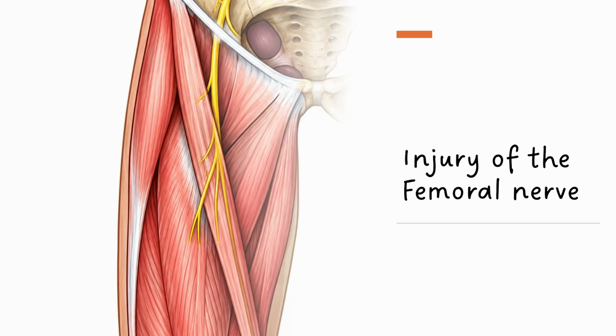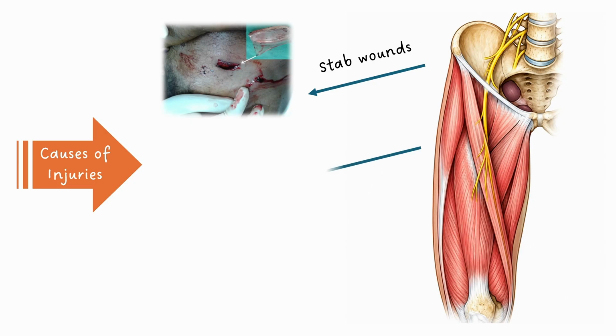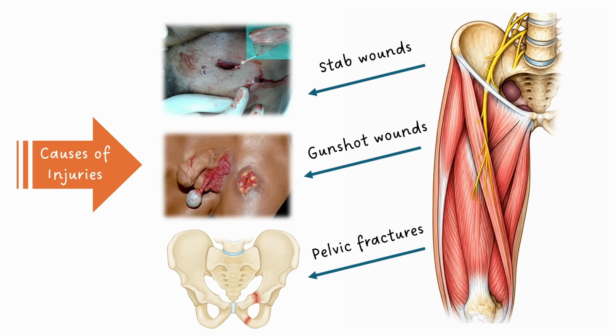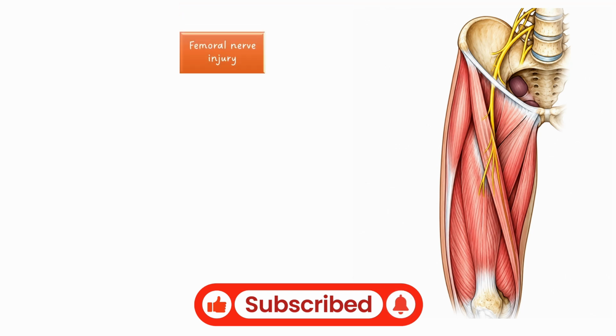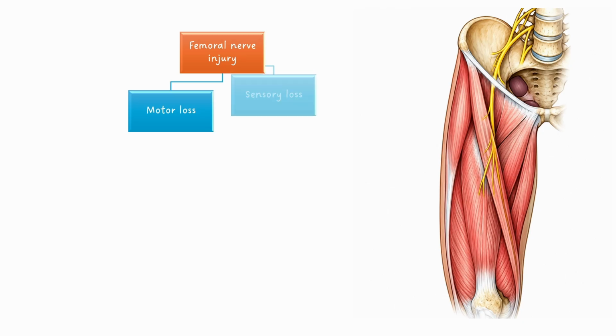Let's look at the injuries of the femoral nerve. Injury to the femoral nerve is rare, but it may occur from stab wounds, gunshot wounds, or pelvic fractures. So what happens because of the injury to the femoral nerve? Injury to the femoral nerve results in both motor loss as well as sensory loss.